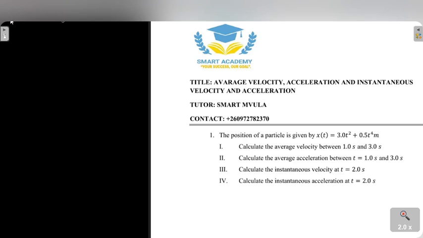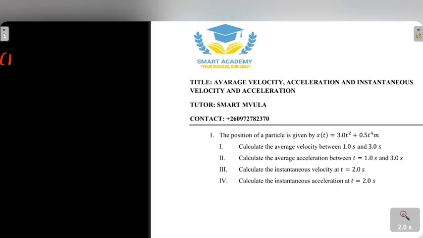So we have our question number 1, which says the position of a particle is given by x as a function of t, which is equal to 3.0 t squared plus 0.5 t to the power 4 meters. So we have the position, which is the displacement function that has been given to us. Part 1 says calculate the average velocity between 1 second and 3 seconds.